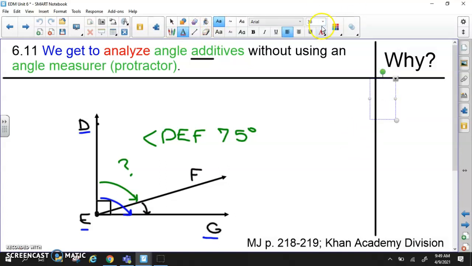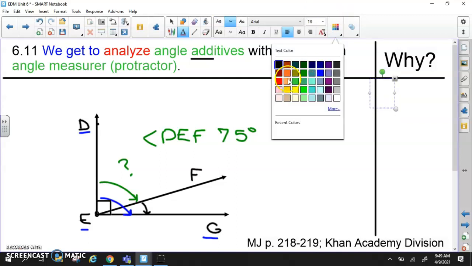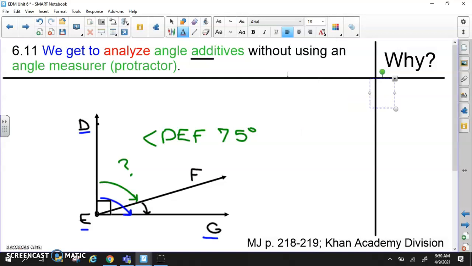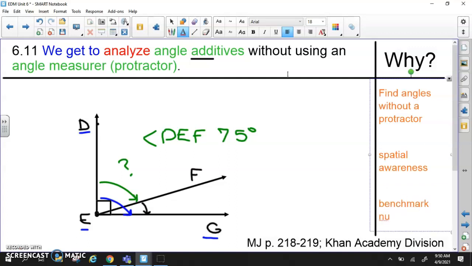The reason we're doing this is you just might not have a protractor. You might have to find angles without a protractor. This is building our spatial awareness. Remember, spatial awareness is space, right? And lastly, we're just thinking about benchmark numbers with angles, okay?